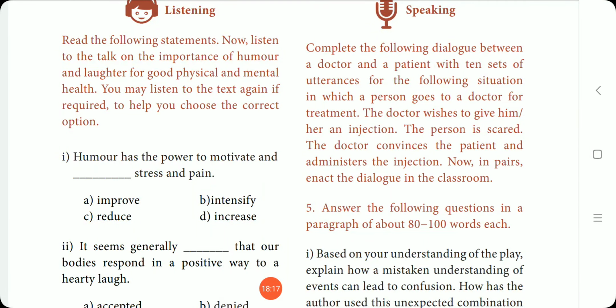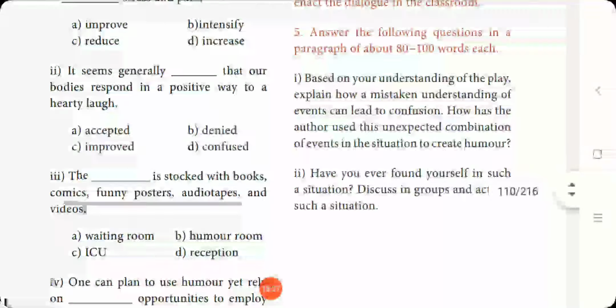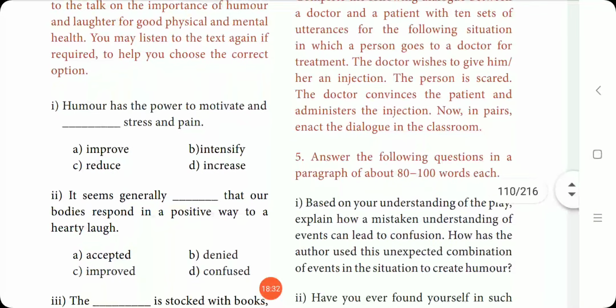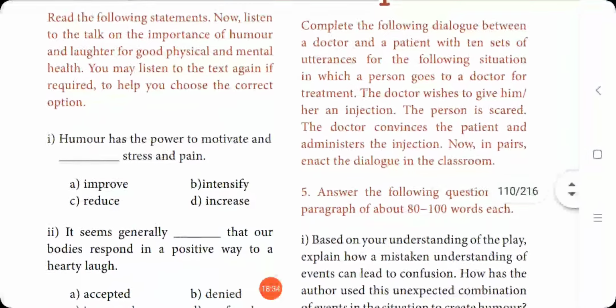So the passage for this will be given in the back of your book. You can see this passage, Unit 3 Supplementary, in the back of your book. So go through the passage and answer all these questions. Okay. And then this dialogue writing. So it carries 3 marks.